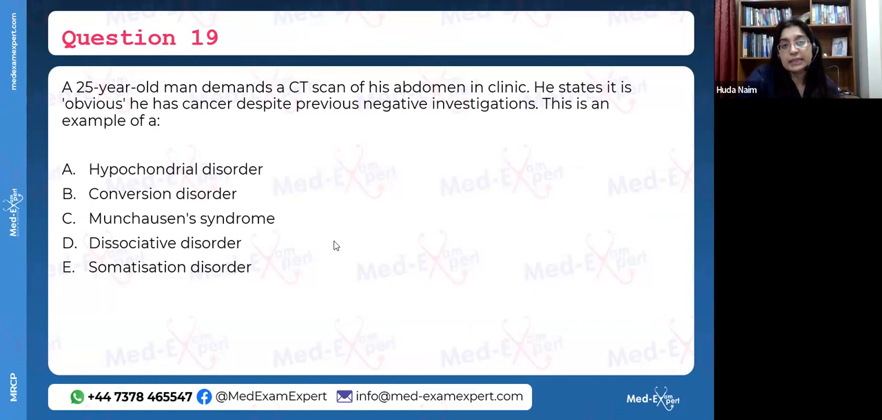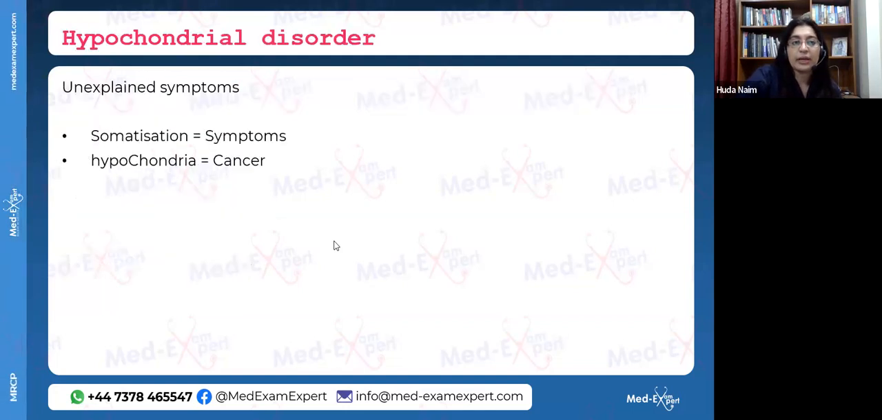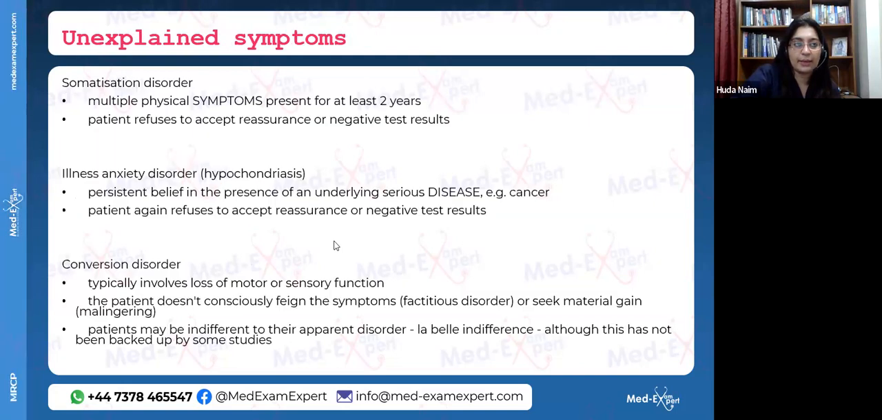So a man demands a CT. He states that it is obvious that he has cancer, despite the previous negative investigations. This is an example of hypochondrial disorder. Very good. So in somatization, you have the symptoms, but in hypochondria, they believe that they have cancer. So always remember that in hypochondria, there is cancer, and in somatization, you have these symptoms. Okay.